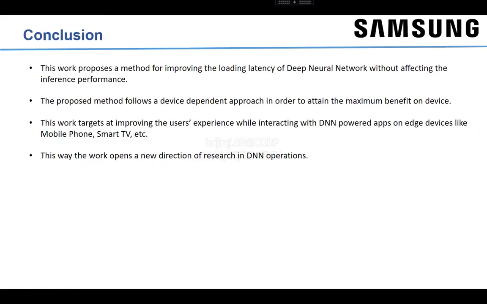You can see that this is the process in this work. This work proposes a method for improving the loading latency of a DNN model without affecting the inference performance. The proposed method follows a device-dependent approach in order to attain the maximum benefit on device. The work targets improving the user's experience while interacting with DNN-powered apps on edge devices like mobile phones, smart TVs, etc. This way, the work opens a new direction of research in DNN operations.